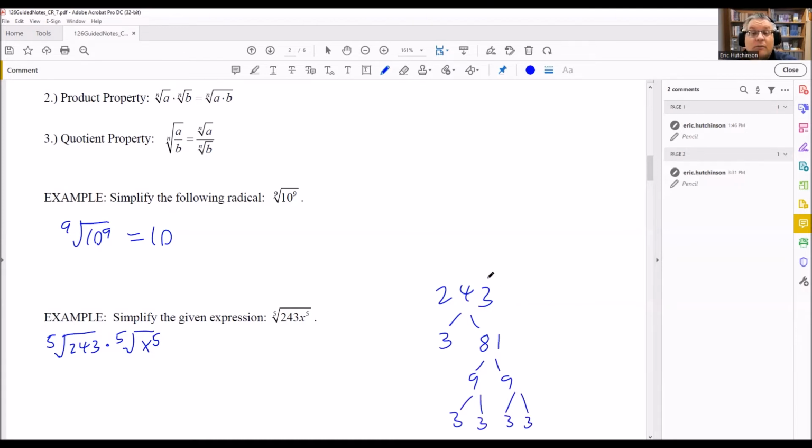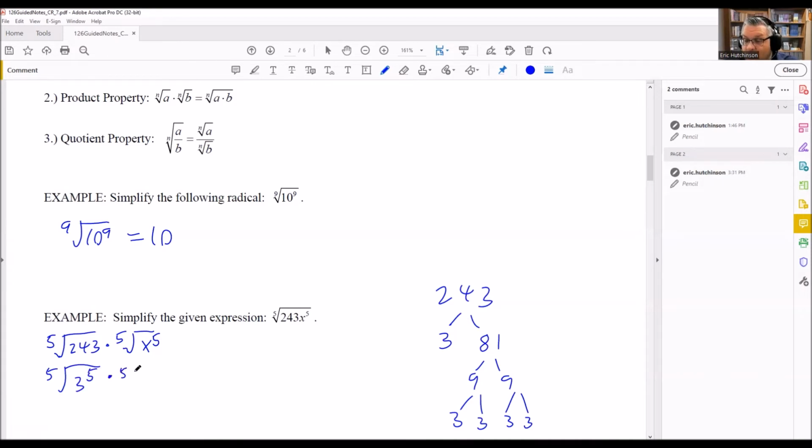So with this factor tree, what you're actually doing is writing this as a bunch of primes. A prime number is one where you can't divide it anymore by anything else except itself and 1. So 3 is as far down as you can go. There's 1, 2, 3, 4, 5 3s, and that means you can write 243 as 3 to the 5th power. And then we still have the 5th root here.